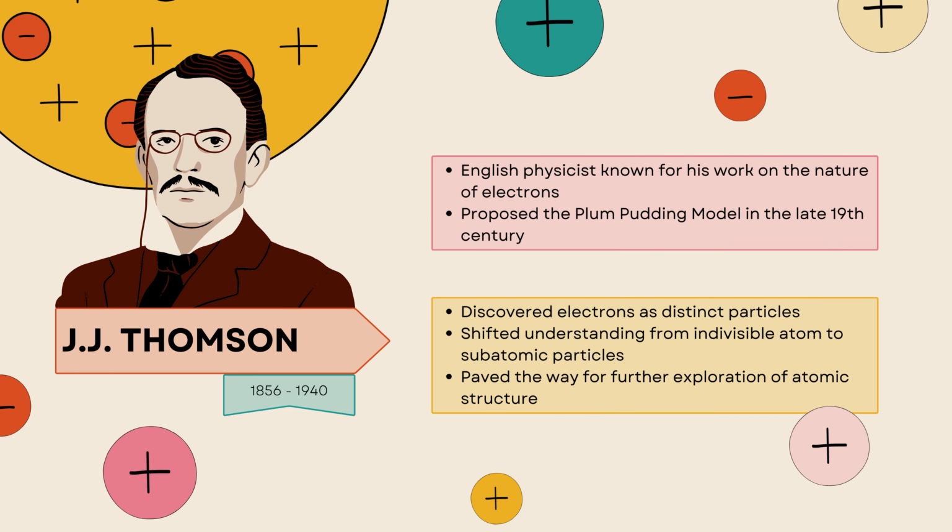J. Thomson, 1856 to 1940. English physicist known for his work on the nature of electrons. Proposed the plum pudding model in the late 19th century. Discovered electrons as distinct particles. Shifted understanding from indivisible atom to subatomic particles. Paved the way for further exploration of atomic structure.